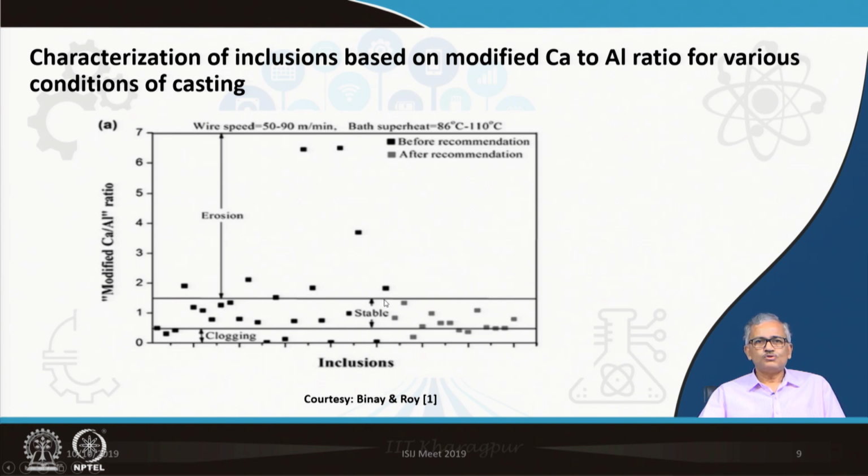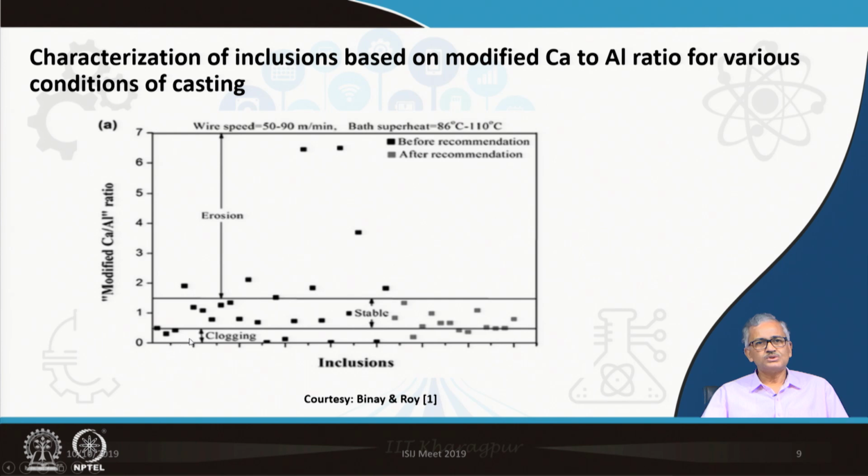And you can find there are two types of symbol, one is dark, another is light. Light is basically after recommendation. We have made some recommendation. First, all the dark points you consider. These dark points are often under this wide operating condition, and the modified Ca to Al ratio lies in this range. Okay. So, you can find the samples lie all over the range.